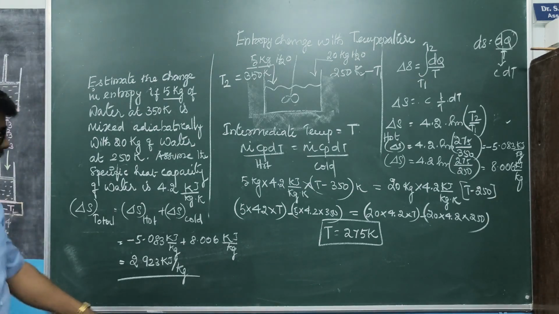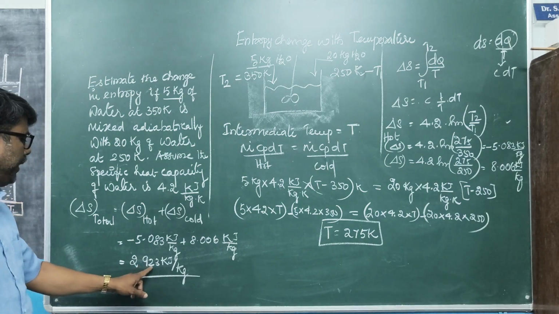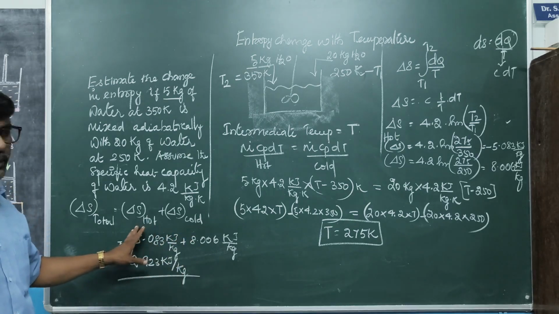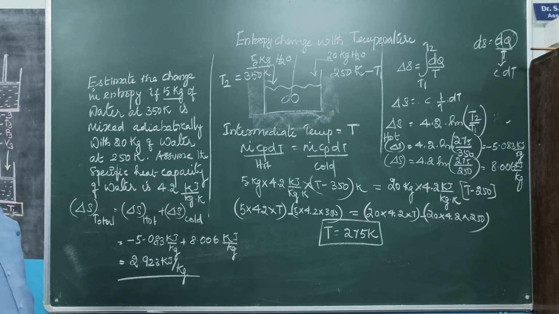For every 1 kg of water, 2.923 kilojoules of entropy gets changed. This is entropy change with respect to temperature. Thank you.